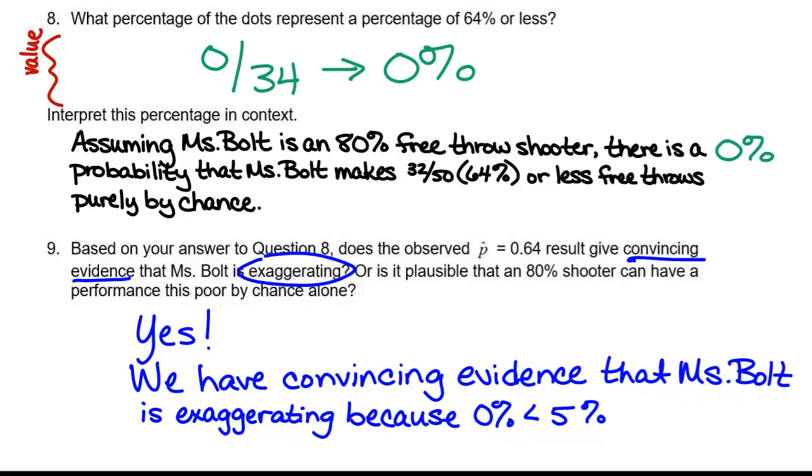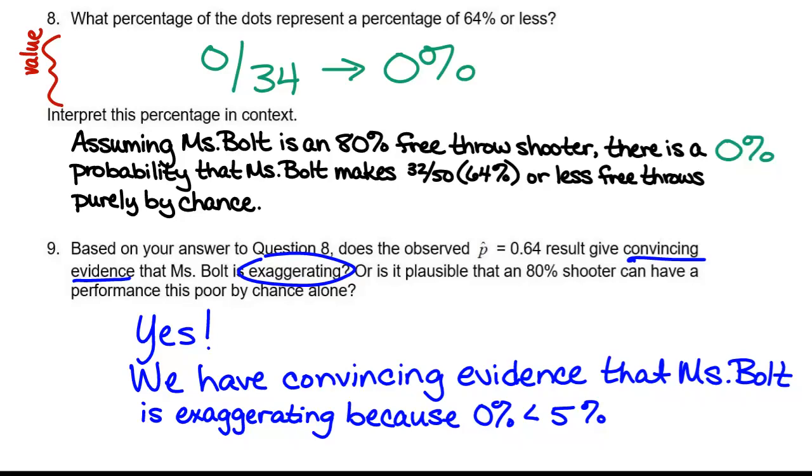We would have had to have some percentage of shots that came out to be more than 5%. So as we did this spinner activity around the room, at least 5% of those, preferably 6 or 7%, should have come out to be 64% or smaller. Then it would become more believable that I just had a bad day, that I really am an 80% free throw shooter. I told you I hurt my thumb, and that's why I was having this bad day, right?